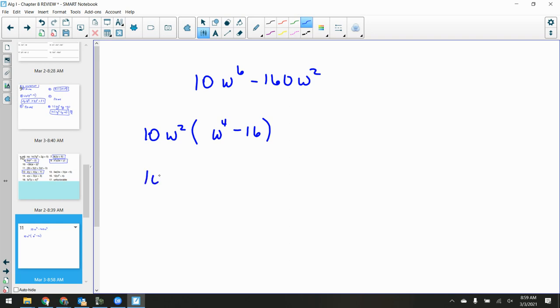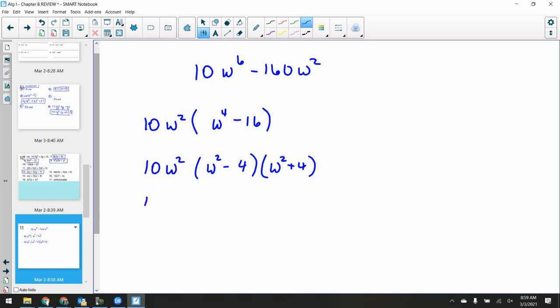But again, if you had gotten to at least this point, where you have w squared minus 4, w squared plus 4, I'm happy with that. I'm happy right there. If you got to right there, I'm good. But you can break it up more. W minus 2, w plus 2, w squared plus 4. And that's what the key says. Yeah. Any other questions on that one before I jump to 13?